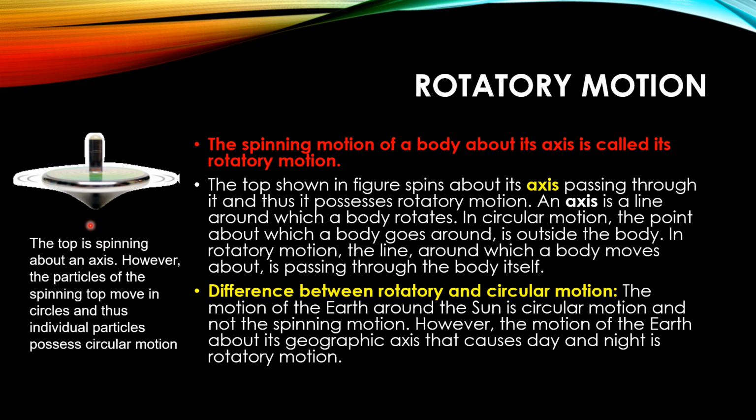Now, again come to the top. The top is spinning about its axis. However, the particles of the spinning top move in circles, and thus each individual particle possesses circular motion. The particles are in the state of circular motion, but the top is spinning about its own axis, so its motion is rotatory motion.